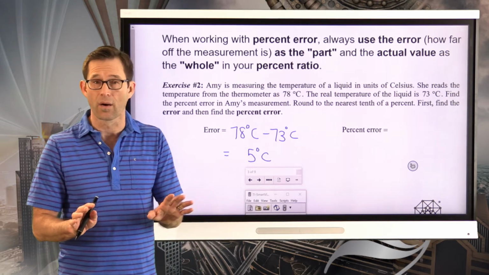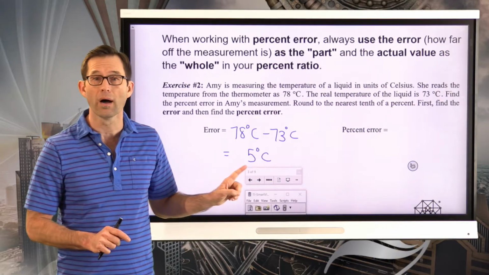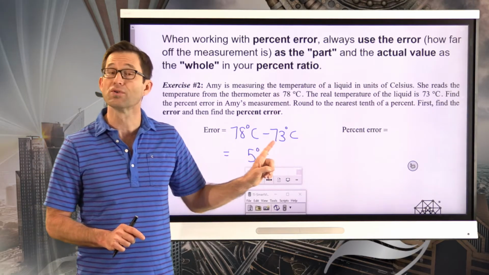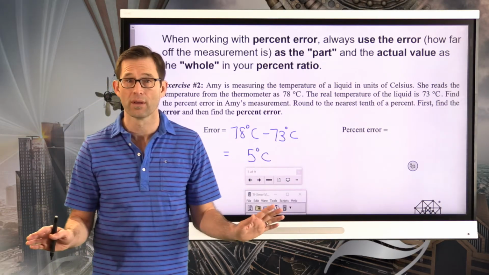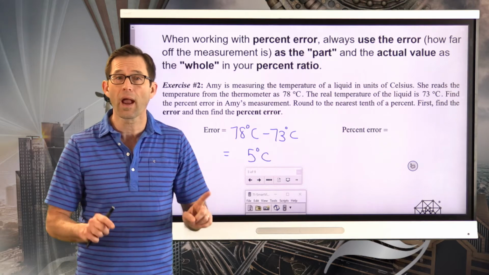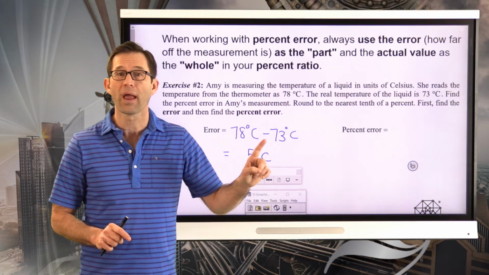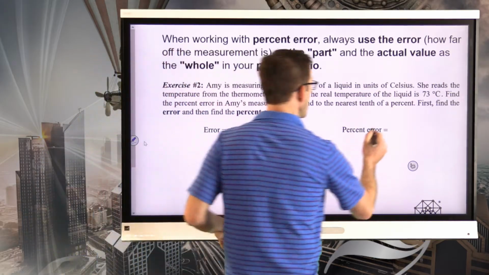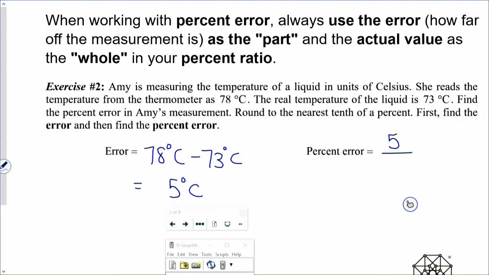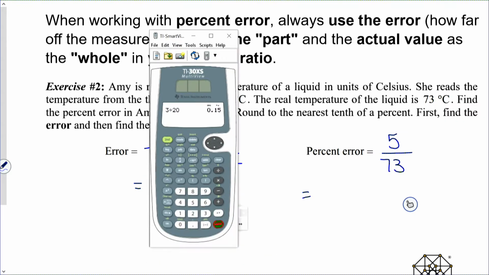Now, what's the percent error? Well, the percent error is going to be how much of the actual value, which is 73 degrees, the error represents. The 78 at this point is irrelevant, has nothing to do with it. We care about the error compared to what the actual value should have been. So our percent error is now 5 divided by 73. We're going to take our calculator out. That's going to give us the decimal version, and it's going to be messy. We already know that given the fact that they're telling us we're going to have to round.